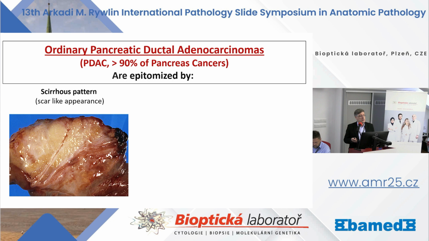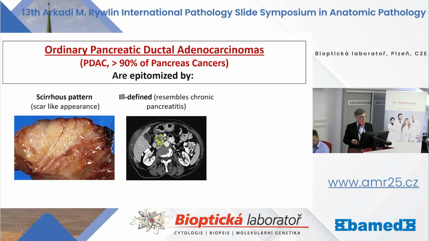ordinary pancreas cancer, as I tried to show you earlier in the morning, is really epitomized by a scirrhous pattern, scar-like configuration. It's a very ill-defined mass that the radiologists struggle with, saying, is this chronic pancreatitis? Is this cancer? What's happening here? Because it's an extremely insidious infiltration pattern that these tumors display, pancreatic ductal adenocarcinomas. And radiologically, thus, they're represented as these ill-defined, irregular borders, barely visible lesions in the pancreas.